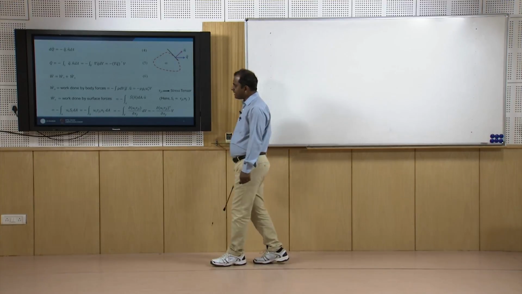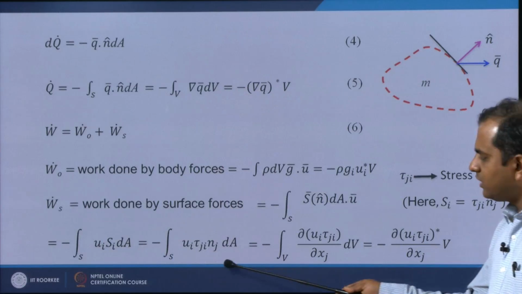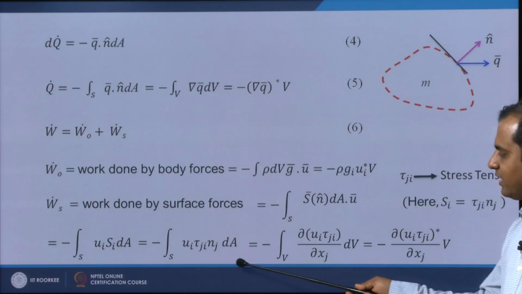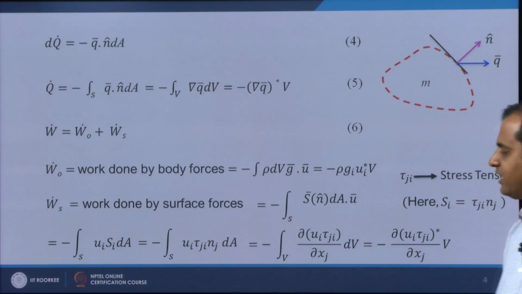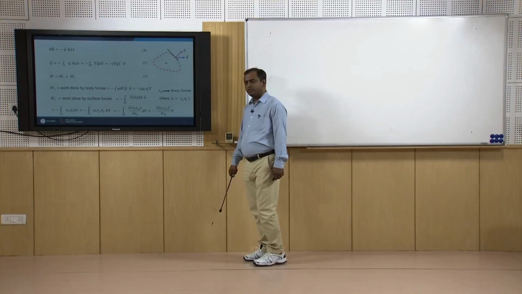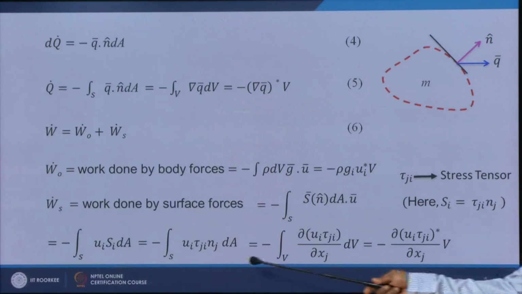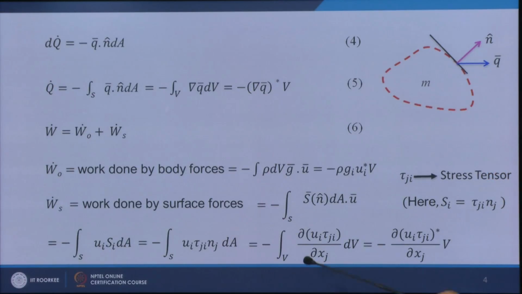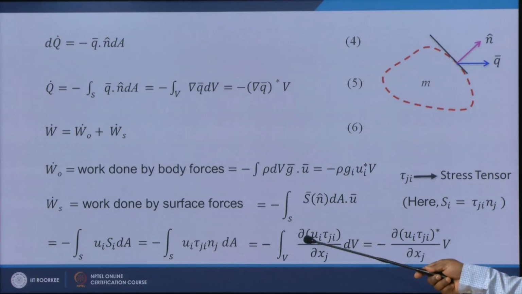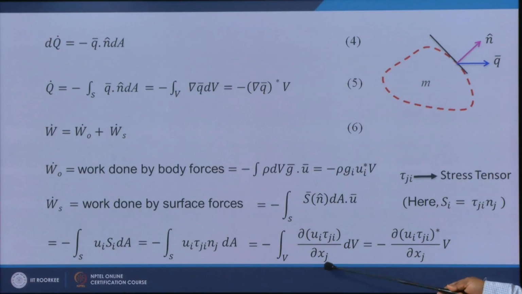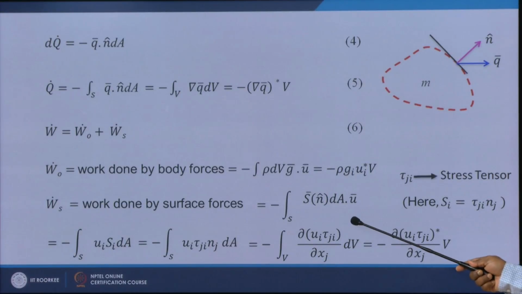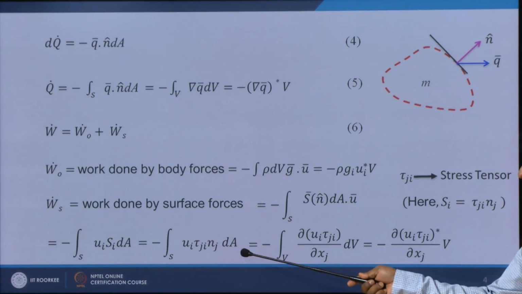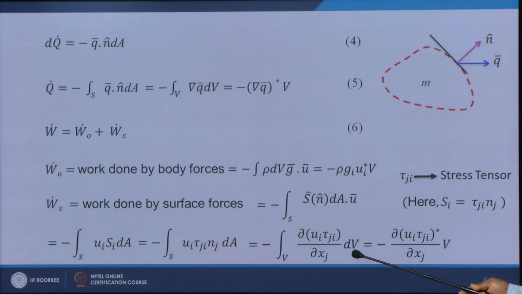Now, if we once again apply the divergence theorem from vector calculus on this surface force term, this was a surface integral, and we can easily convert it into a volume integral. So, from surface integral to volume integral we can write down ∂/∂xj of (Ui τji) into dV. This was over dA, now it will be converted to dV.